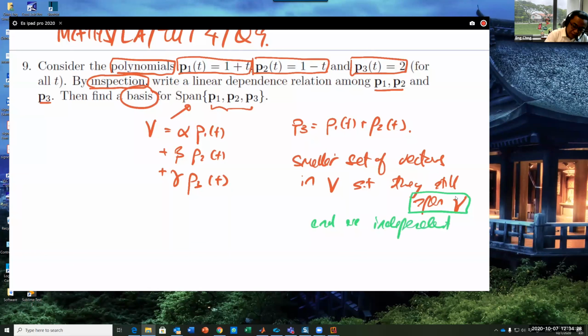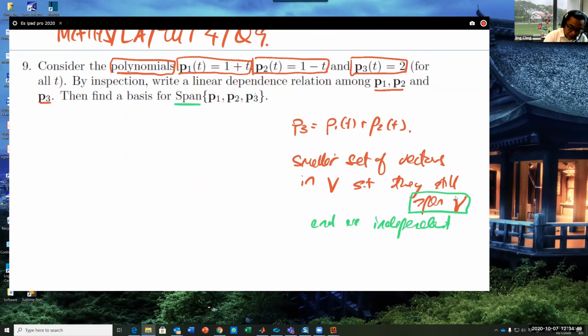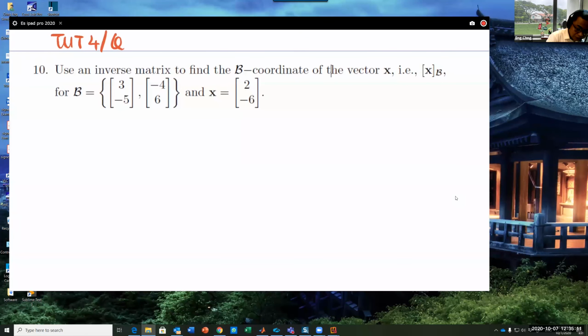So we realize that P1, P2, P3, although they span V, P3 is not independent. The key idea to answer this question is to understand these two words: what is a span and what is a basis? So we are done with question 9. Let's proceed. Tutorial 4, question 10.